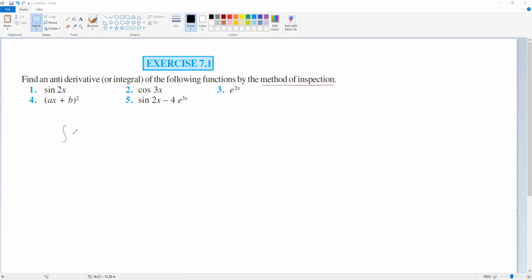We have to find the integral of sin 2x dx. Question number one: we have to find the antiderivative, that is the integral of this function. So by the method of inspection we check the derivative of which function is equal to sin 2x. Can you tell? See, the derivative of cos x is minus sin x, so we take minus cos 2x by 2.